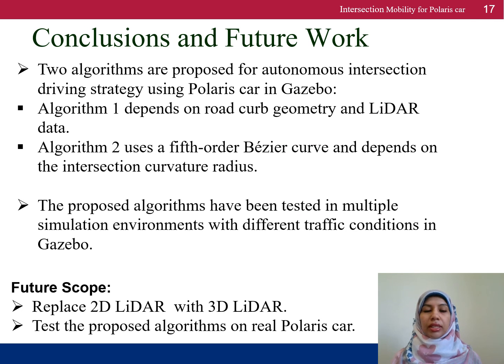To conclude, this paper proposed two algorithms to solve intersection mobility. The first one will depend on LiDAR data when we don't know the curvature radius. The second one will generate a fifth-order Bezier curve based on the curvature radius. And these algorithms were tested in multiple simulation environments in Gazebo.